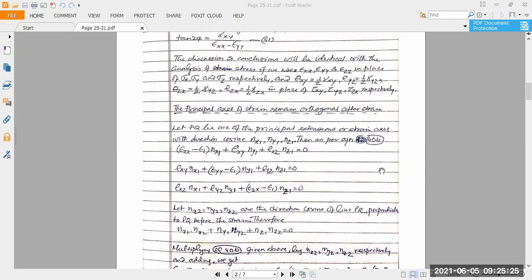Now we know that we have reduced this equation as (epsilon xx minus epsilon 1) nx1 plus epsilon xy ny1 plus epsilon xz nz1, and similarly, this is the equation itself. If nx, ny, and nz are direction cosines, then the fourth equation will involve nx1 nx2, ny1 ny2, nz1 nz2, etc.